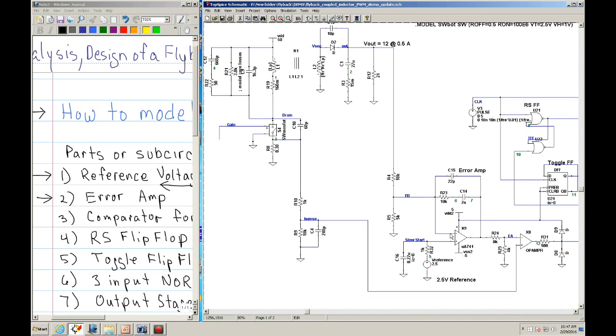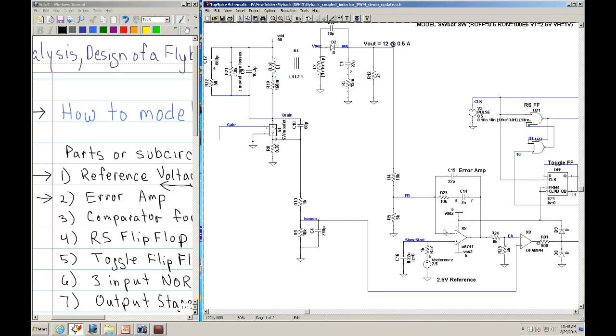Now let's go ahead and examine this. This is the inverting input. The inverting input is typically labeled as the FB or the feedback. That input comes from your output. In other words, your output is always connected to this input via a voltage divider. Basically, what we are doing is we're sampling the output, and we're feeding that sample into the inverting side of the error amp.